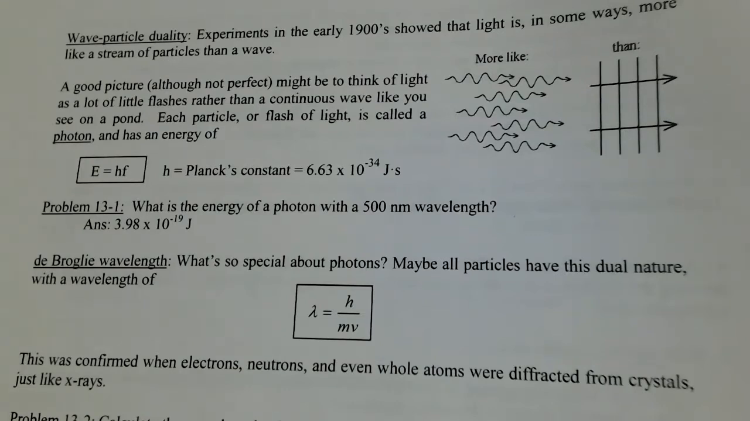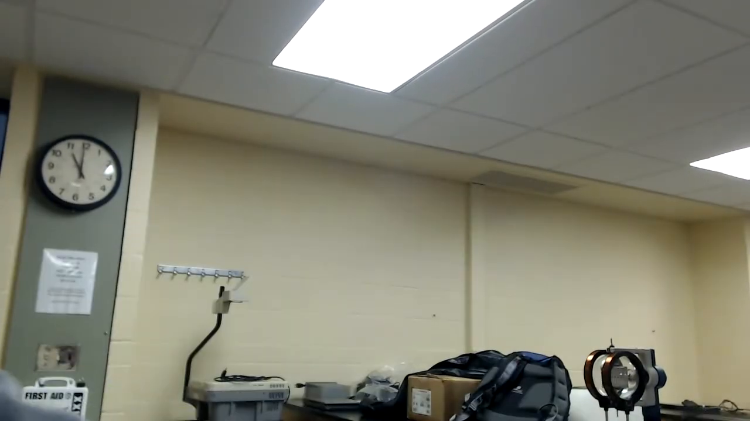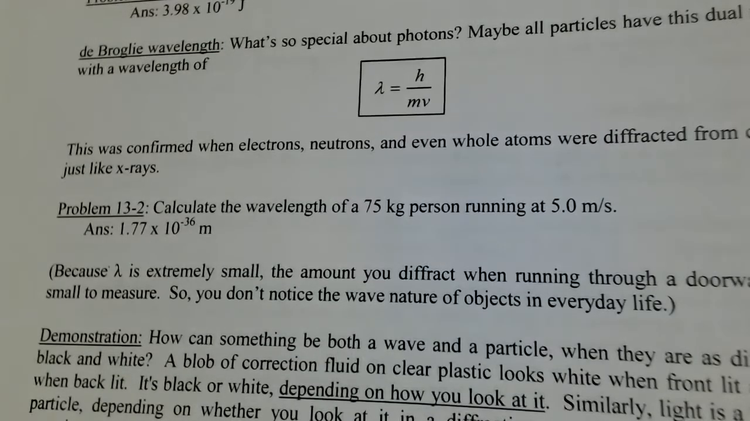So boosting the page up a little higher still, the next exercise for you to work on is to calculate the wavelength of a 75 kilogram person running 5 meters per second. And I'll move the camera while you've got it paused.